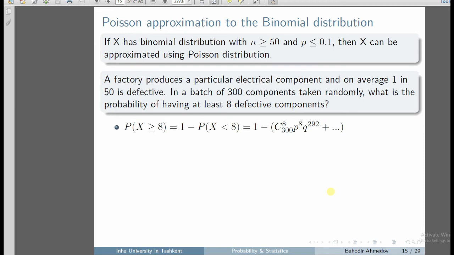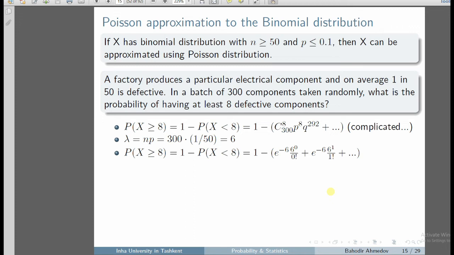So in the exam, or in practice, you need to look at the example. If the example looks like a binomial experiment, but n, the number of trials, is big, and p, the probability of success, is small, then just use the Poisson distribution, okay? For example, in this case, I just need to know this lambda, right? So what does this lambda mean? If you have 300 items, and the probability that one item is defective is 1 over 50, what number of defective items should you expect in a batch of 300 items?